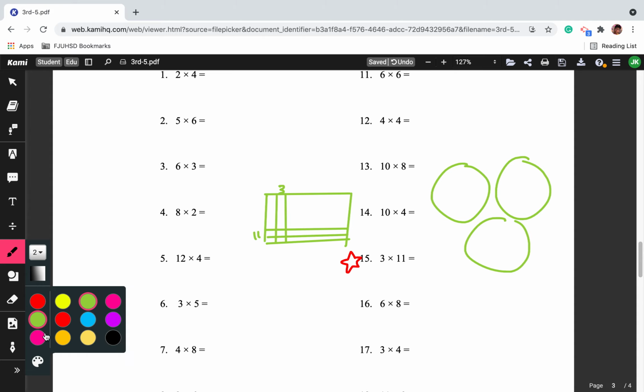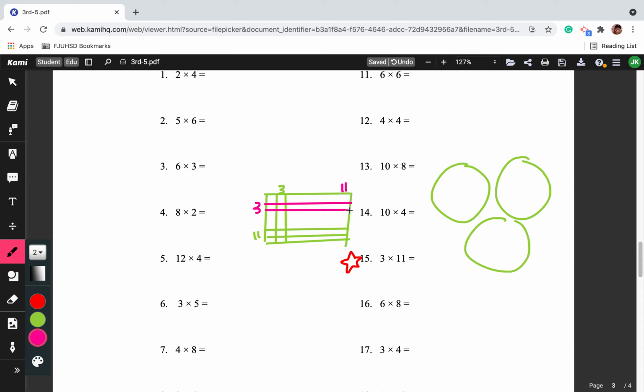Or you can do 11 on the horizontal line, 3 on the vertical line, meet at the intersection point, and that will also equal the answer. Let's do that as blue. So let's draw 3 groups if you can't do the multiplication table. And let's put 11 dots. So 1, 2, 3, 4, 5, 6, 7, 8, 9, 10, 11.